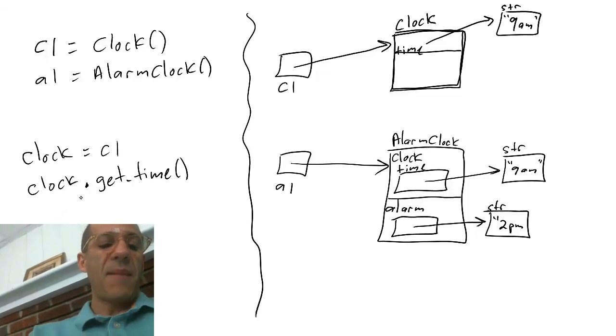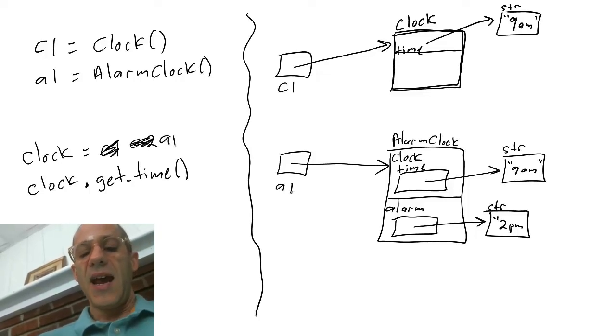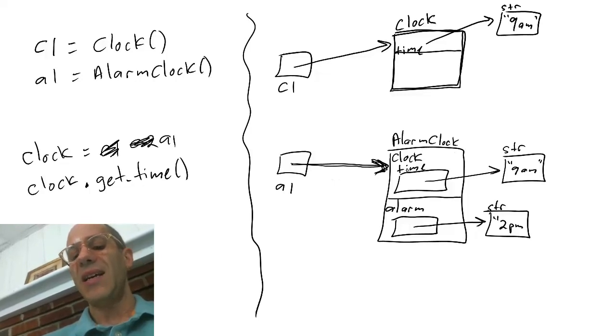The same thing happens if instead of saying clock equal to C1, we had set it to A1. Now we're referencing one of these alarm clocks. And when we want to call its getTime method, that's okay, because an alarm clock is a clock and it contains a full instance of a clock. And so we can access the getTime method inside of this clock instance.